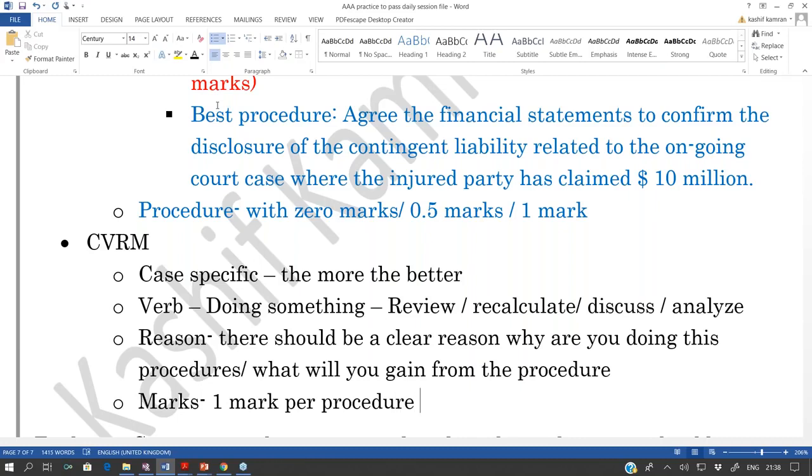Now, when you sit down and practice at home before your exams in March, and you're doing an exercise on a procedure, remember the CVRM. Remember what has been taught to you in the last half an hour. The procedure has to be case specific. It needs to utilize a verb. It should have a reason. It should have marks. That's the maximum we can stretch on procedures, within the limitation of the time of the session. Is that clear to everyone?